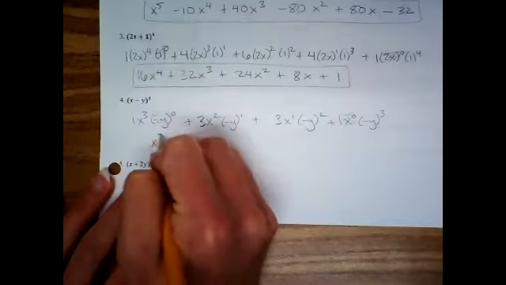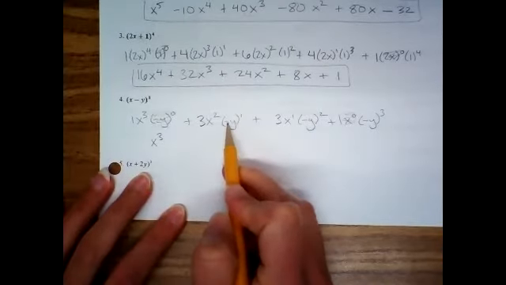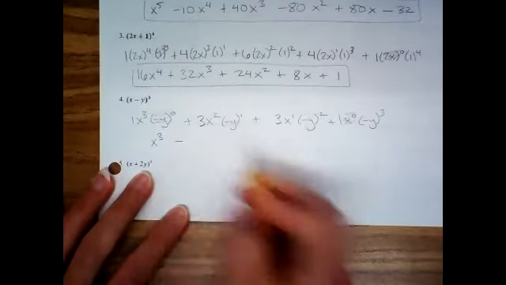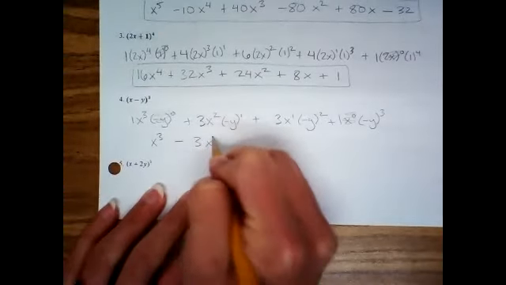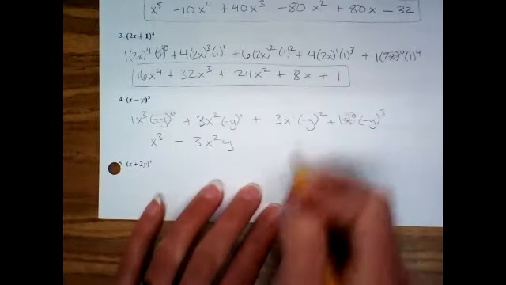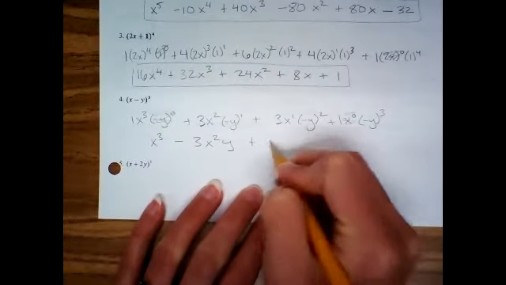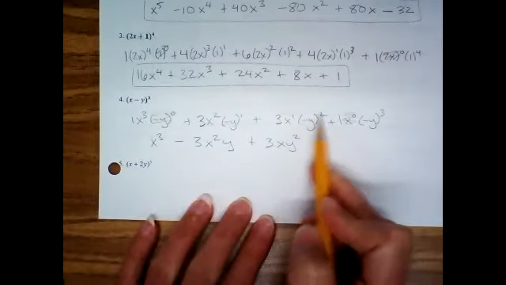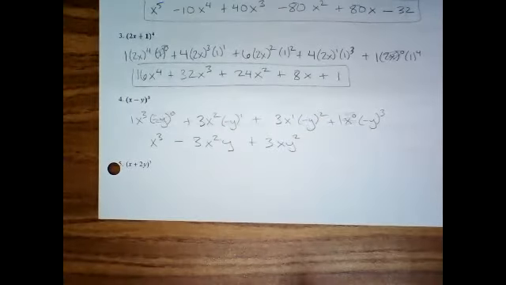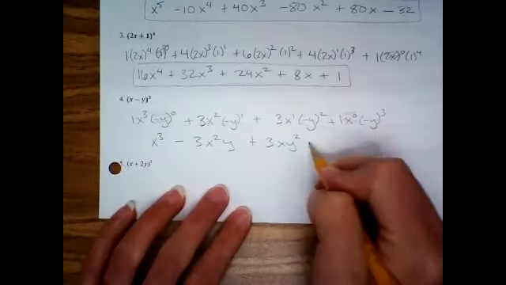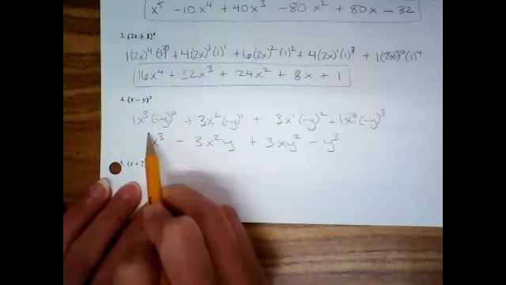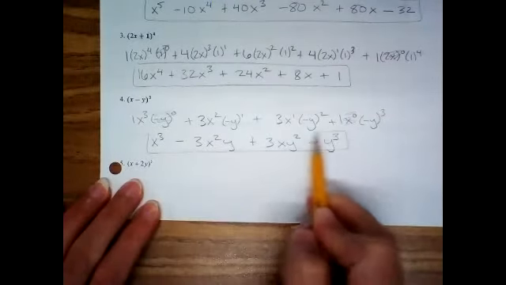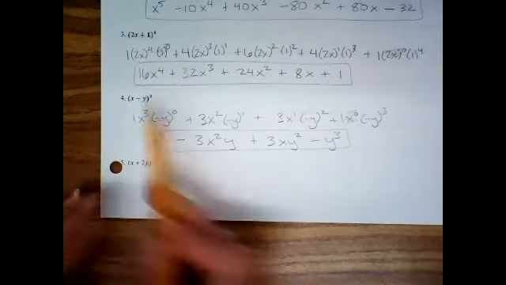So this will be x to the third minus, because a negative to the first is going to be negative, minus 3x squared y. And then this will be plus 3xy squared. If you take negative 1 and square it, it's going to be positive 1. And then this will be minus y cubed. So that one was tricky because there was a negative.